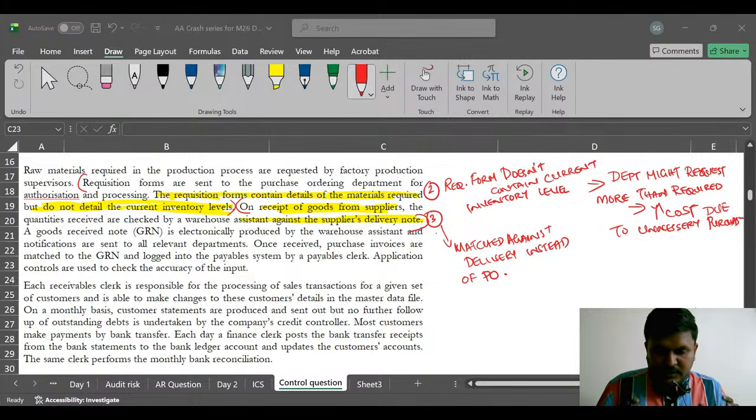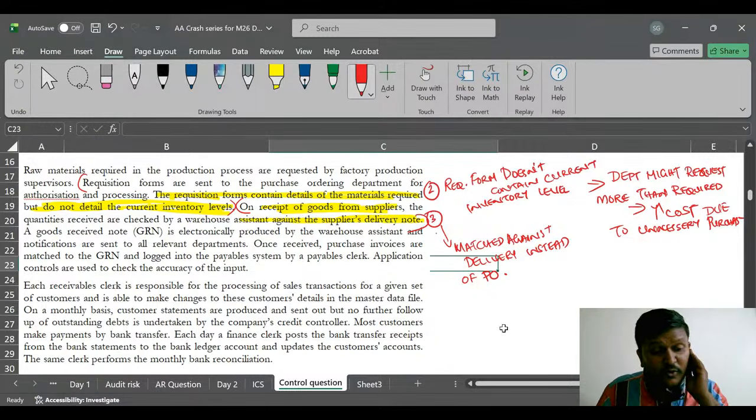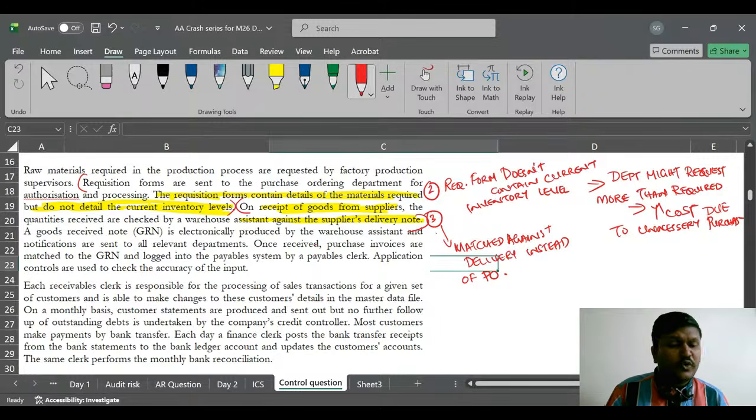Right. So now going into this next sentence. Anyone else from the chat can answer, or we will discuss again with that. So what is the next thing? The next sentence is saying, when you have a goods received note, it is electronically produced by the warehouse assistant and notifications are sent to all relevant departments.